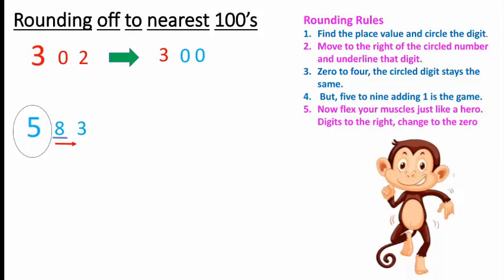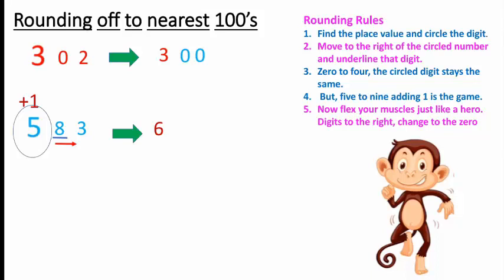Okay. So after finding the next door digit, we have to again see whether this underlined digit is equal to 5 or greater than 5. If it is so, then we have to add 1 to the circle digit. Clear this much? So when we add 1 to the circle digit, what will be the rounding off? We will get 5 plus 1. By doing so, we will get 6. Clear this much? And the rest of the digits that are present beside the circle digit will become 0.